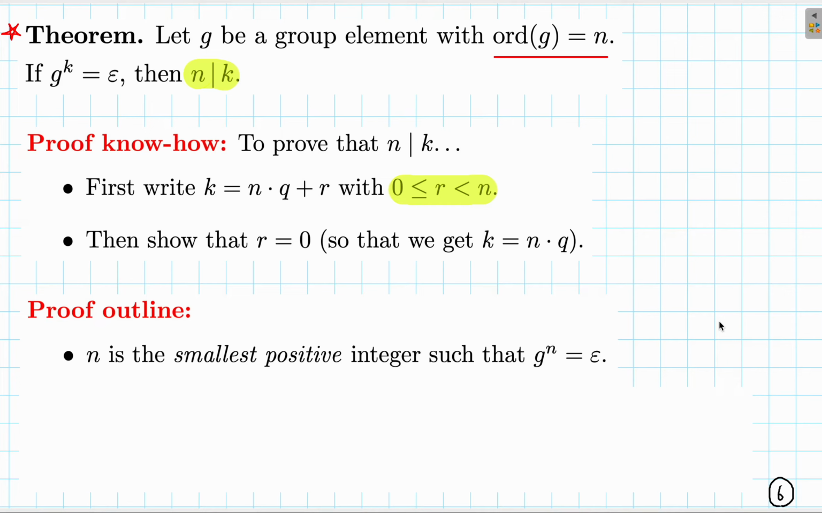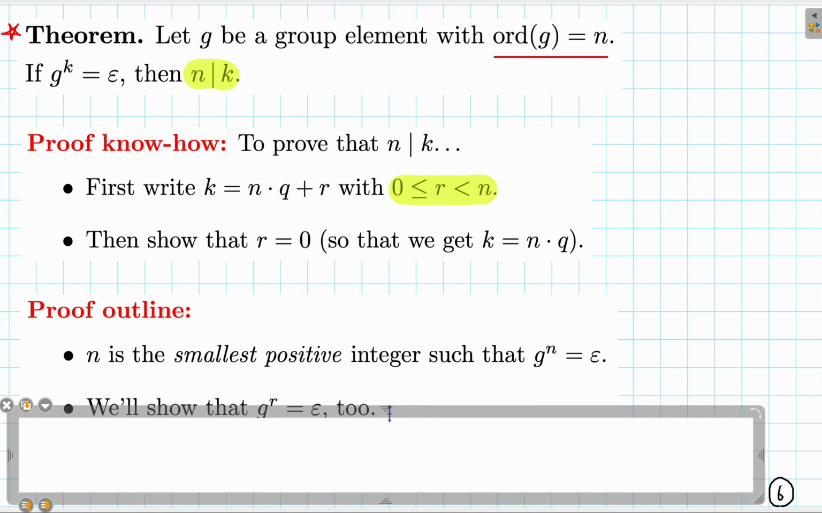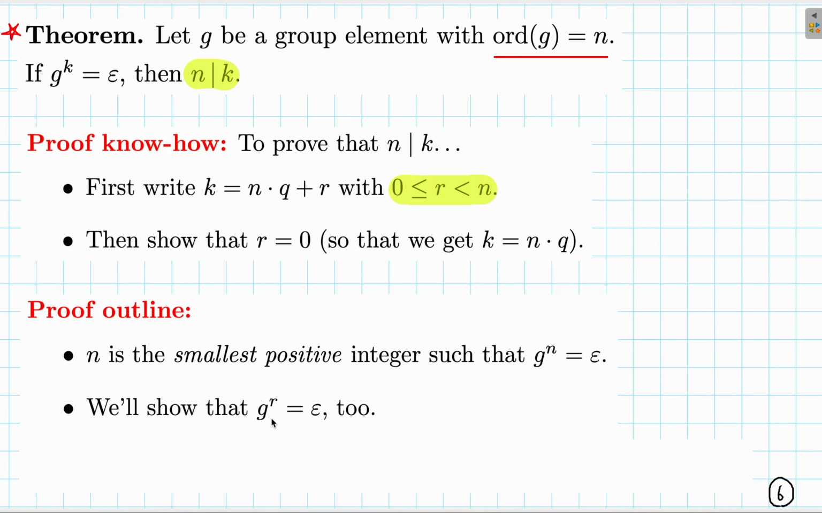Now, in our proof, what we're going to show is that G to the r, where r is the remainder, is also equal to the identity. But r, we know, is less than n. And n is supposed to be the smallest exponent such that G to the n is the identity. How is it possible that G to the r is also the identity? Well, here's the key point. N is the smallest positive integer such that G to the n is the identity. So if G to the r is the identity, r must not be positive.